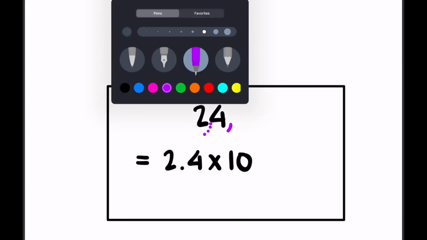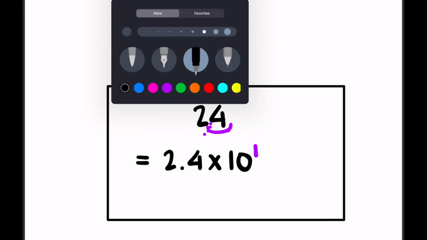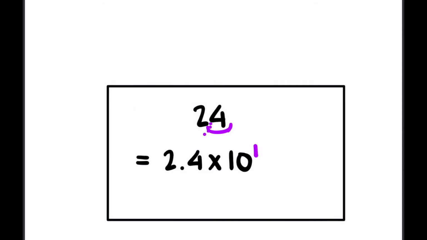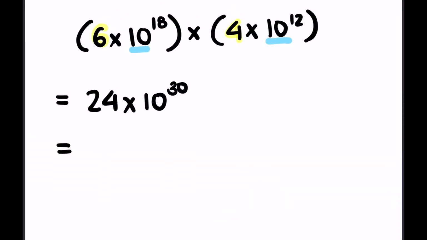Well, it's going to take one jump to get there, so it'll be times 10 to the power of 1. So to take 24 and make it 2.4, I've then timesed it by 10 to the power of 1, which means that I have decreased the number, so I've created a decimal, but I've increased the exponent of the 10 by 1, which means that over here, I could then say this could be 2.4 times 10 to the power of, it was 30, now I'm going to increase that by 1, times 10 to the power of 31.